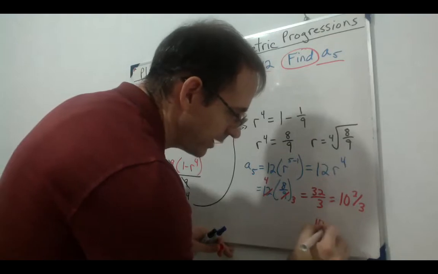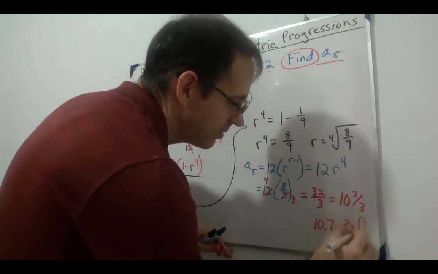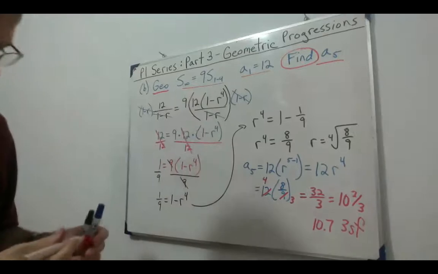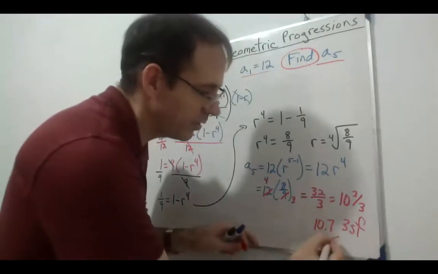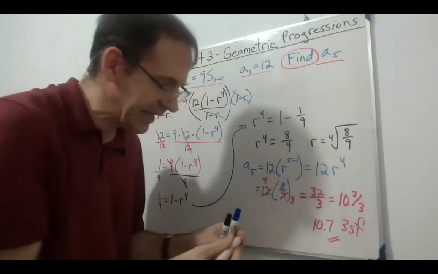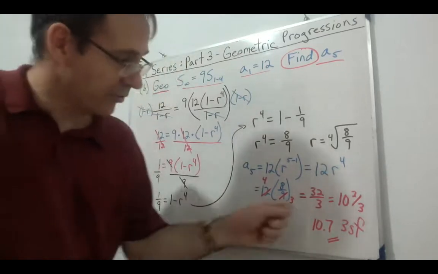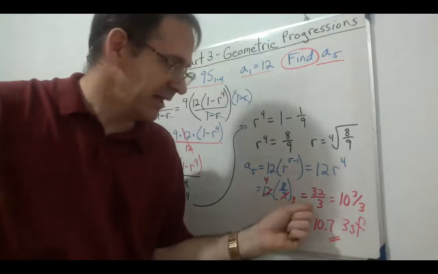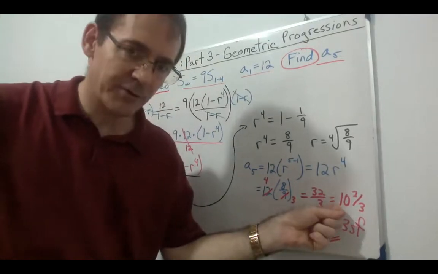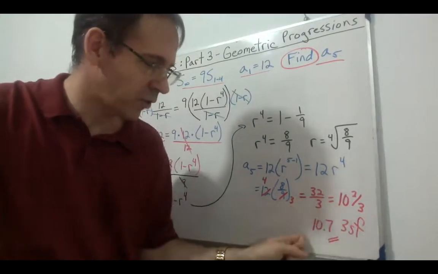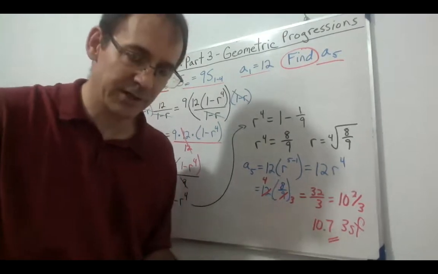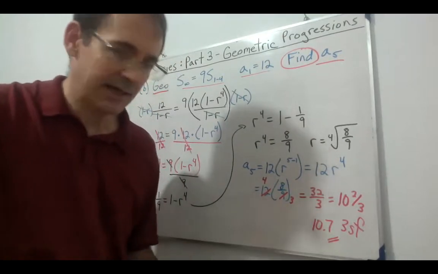It would be 10.7 to 3 significant figures. Okay, so this then would be our answer. Actually, any one of these three forms would be fine, although this is an improper fraction, so maybe they might prefer the mixed number, 10 2/3, or the decimal to 3 significant figures. Both of those would be acceptable.